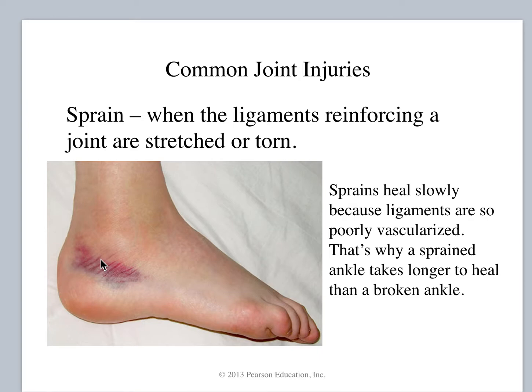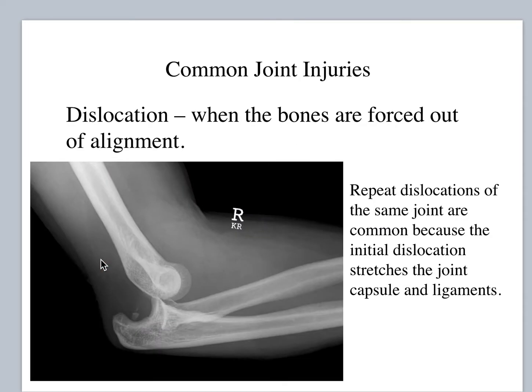A strain, on the other hand, is an injury to a muscle. Muscle strain, ligament sprain. Dislocation is when the bones are forced out of alignment. Here's an example of the dislocation of the elbow. Once a joint is dislocated, it's easier to dislocate the joint again because the first dislocation stretches the capsule and the ligaments, making it easier for it to dislocate repeatedly.